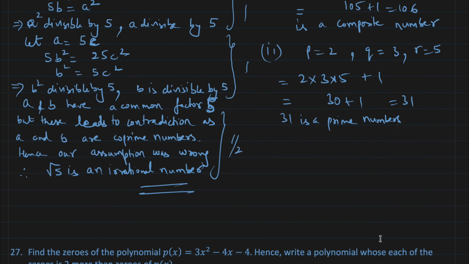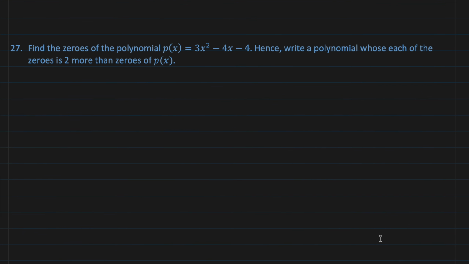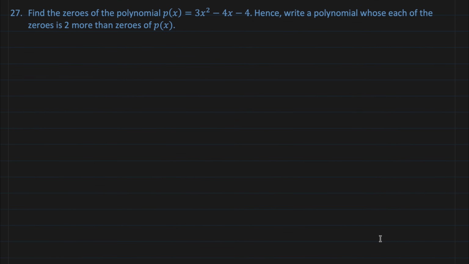Now move on to the next question. I hope till here it's correct and clear with you all. Please cross check if we are doing it all correctly. Question number 27. Find the zeros of the polynomial. Hence write a polynomial whose each of the zeros is 2 more than the zeros of p(x).